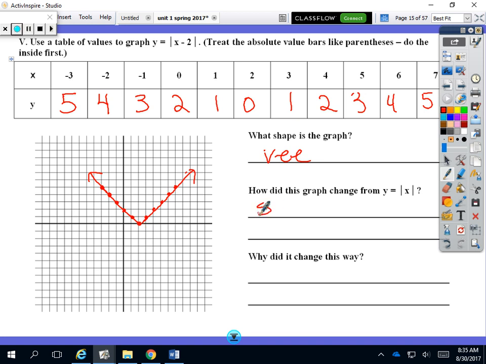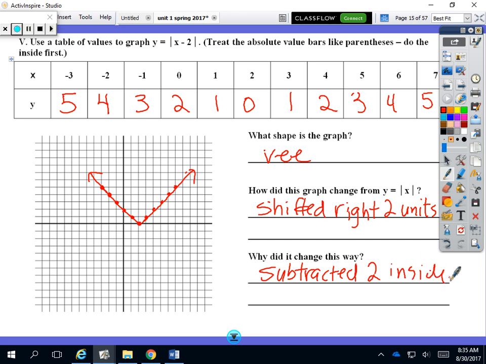So this one shifted right 2 units. Why do we think that changed? Well, we know there's a difference between inside and outside now, because we noticed that with the addition. So with subtraction, I'm thinking, well, I subtracted 2, and I subtracted those 2 inside the function.